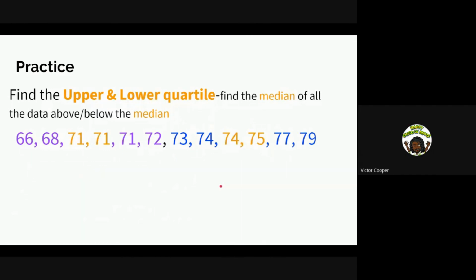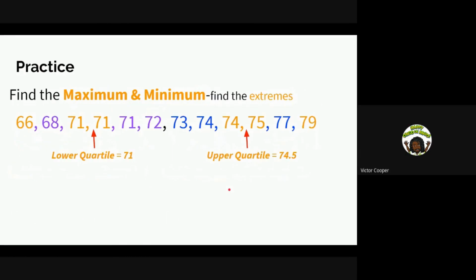Now we run into that problem again, if we got 2 numbers that are in the middle. So we do that same process. Find the average of the 2. The first one's pretty easy, 71 and 71 is going to give you an average of 71. 74 and 75 gives you an average of 74.5. Now, we have our lower quartile, upper quartile.